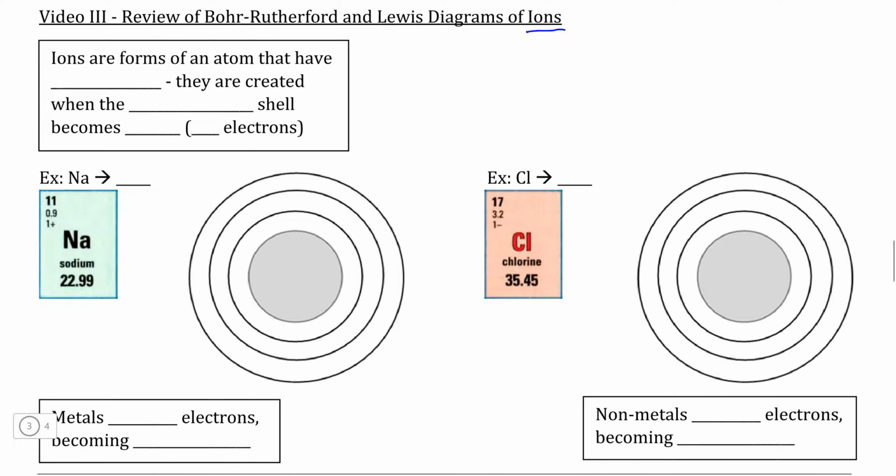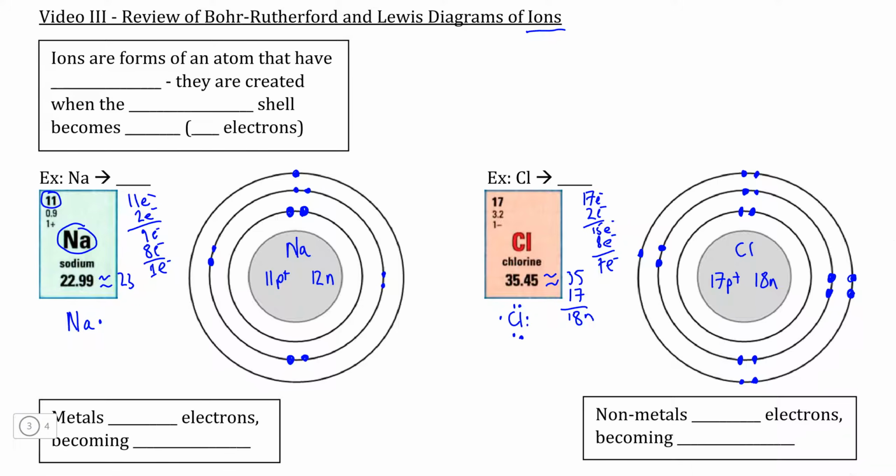Now, before we explain what an ion is, you can take the next few minutes to practice your skills with drawing Bohr-Rutherford and Lewis diagrams of the two elements below, that being sodium and chlorine. If you need a reminder about how to draw either type of diagram, you can go back and watch the second video in this series. But for now, we're going to assume that you know how to draw both Bohr-Rutherford and Lewis diagrams, and we will see each other after you've completed these two diagrams.